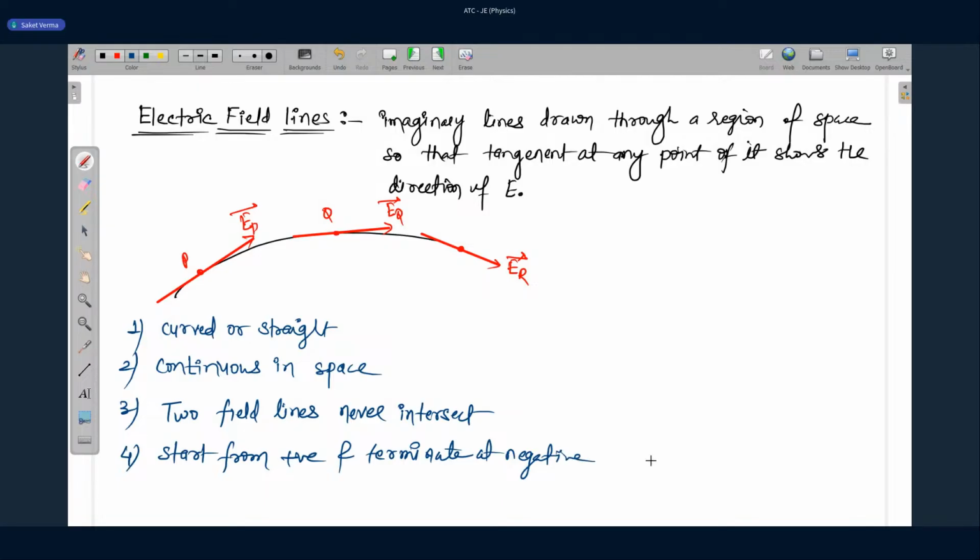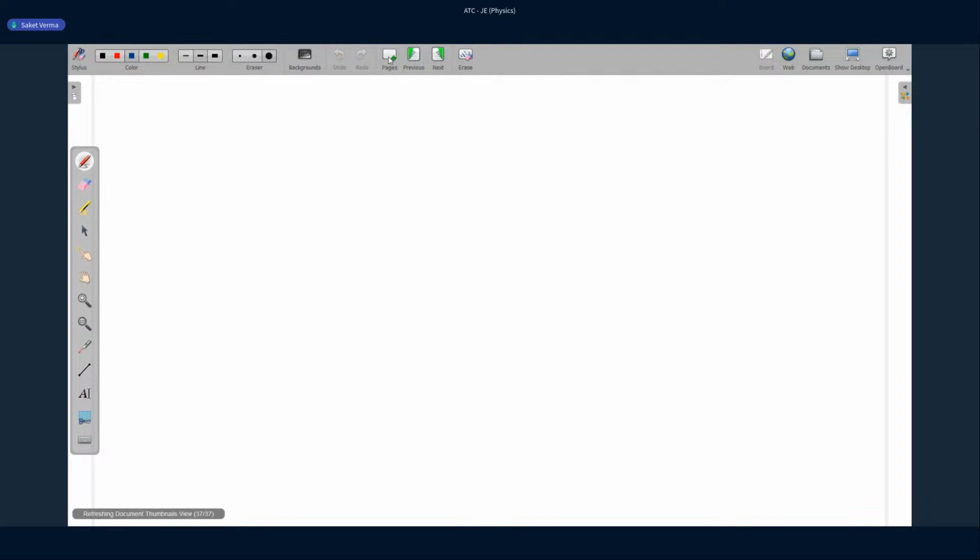Okay, and if the field lines are straight and a charged particle is either at rest or initially moving parallel to the field, then it will follow the field lines. There are more properties you can write: they contract longitudinally on account of the attraction between unlike charges. And the density of electric field lines represents the strength of the electric field. Where the density is more, the electric field is more. That can also be a property of electric field lines.